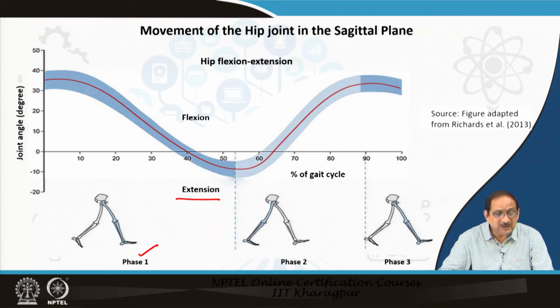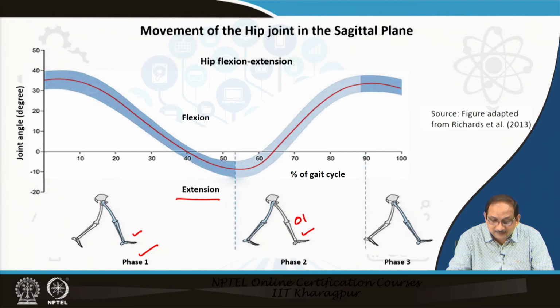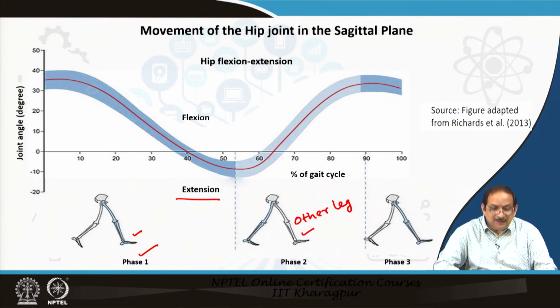The maximum hip extension occurs just after the other leg. The other leg is here. This was the right leg with which we had started, and this is the other leg, the left leg. The maximum hip extension occurs just after the other leg makes the heel strike.